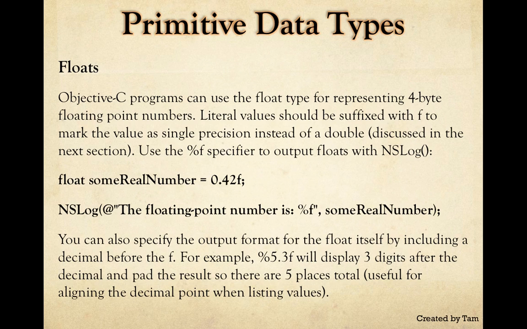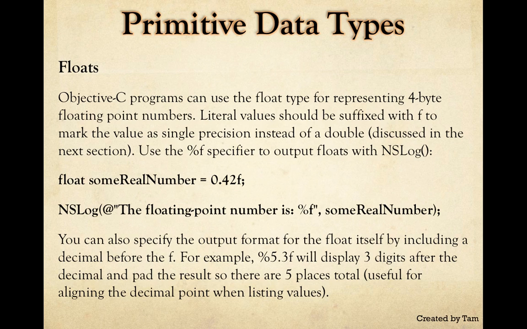Floats. Objective-C programs can use the float type for representing 4-byte floating point numbers. Literal values should be suffixed with F to mark the value as single precision instead of a double, discussed in the next section. Use the %f specifier to output floats with NSLog.